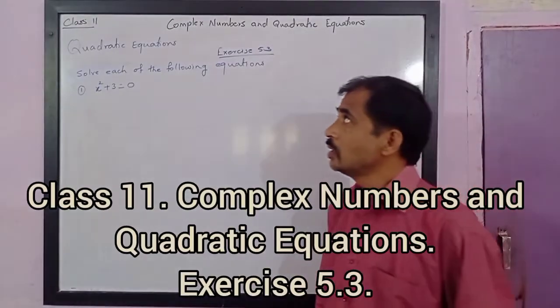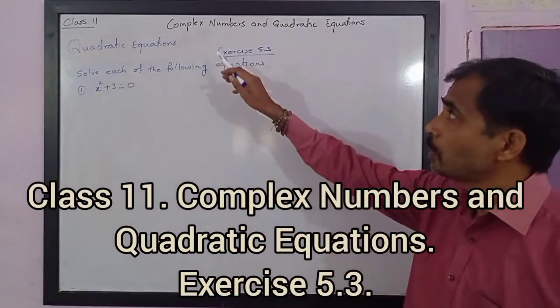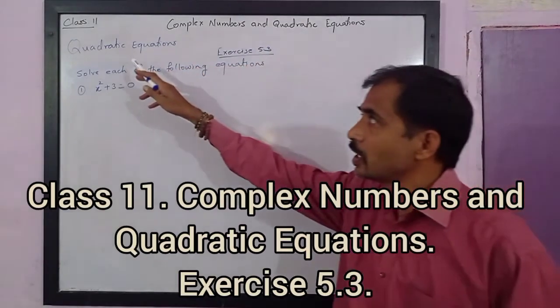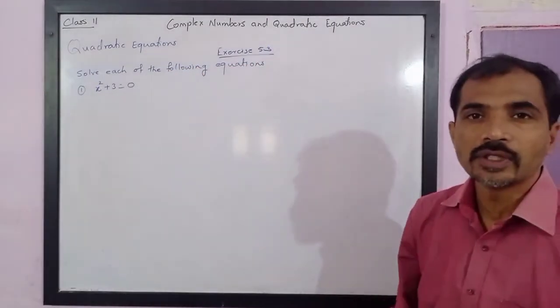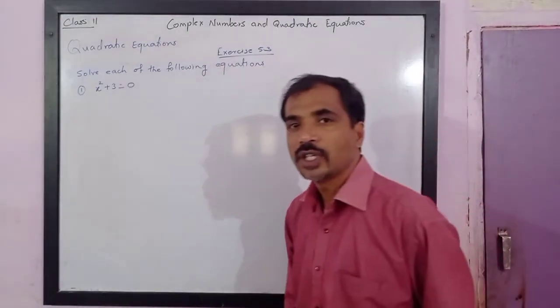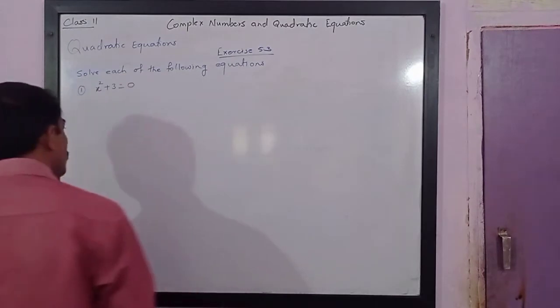Dear friends, in class 11 we are studying 5th chapter complex numbers and quadratic equation. And in this chapter we are studying the next topic, that is quadratic equation. How to solve the quadratic equation we have already studied. In exercise 5.3 we have first question, x square plus 3 equals to 0.